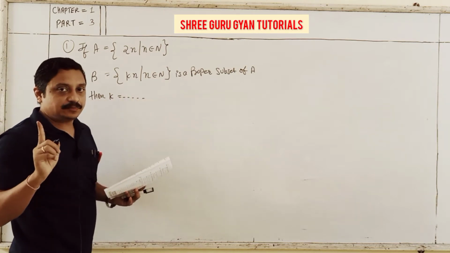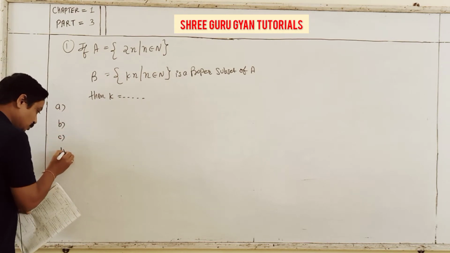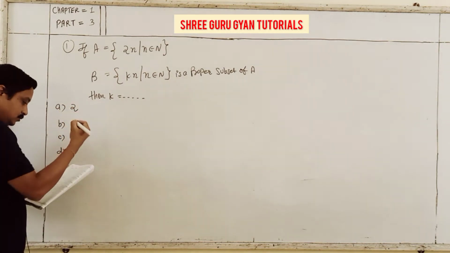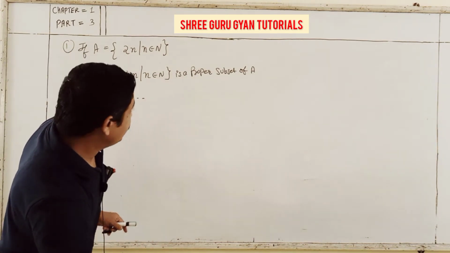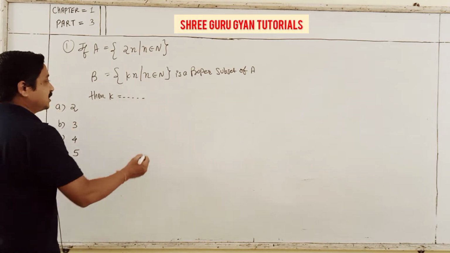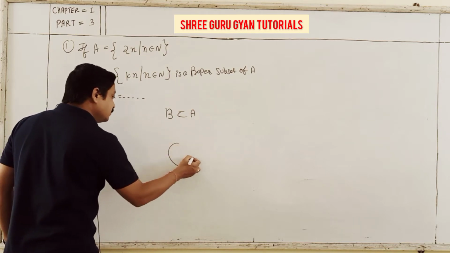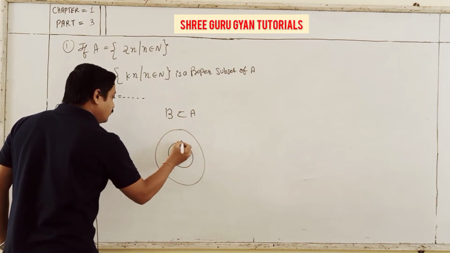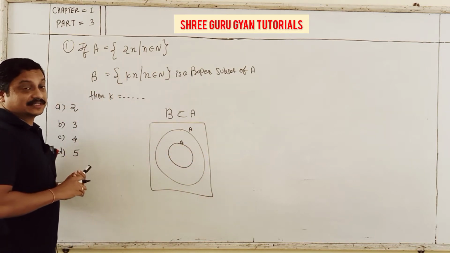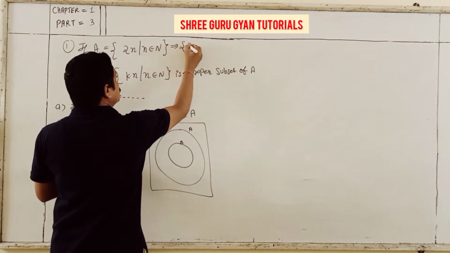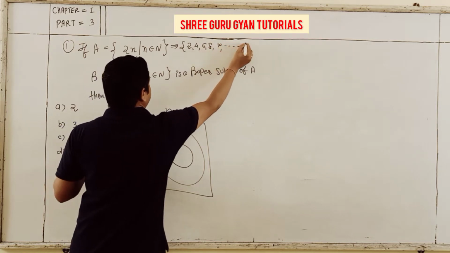This question depends only and only on the options, students. So you write down the options. First option 2, 3, 4, 5. See what the meaning of proper subset is here. B is a proper subset of A means every element of B is present in A. B is here, A is here, every element is present in A. So in A, I know these are multiples of 2, which I will show: 2, 4, 6, 8, 10, and so on.